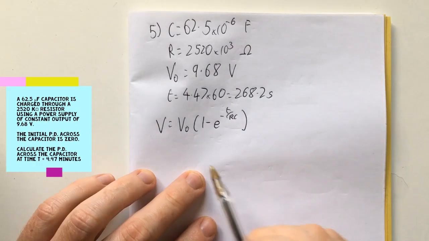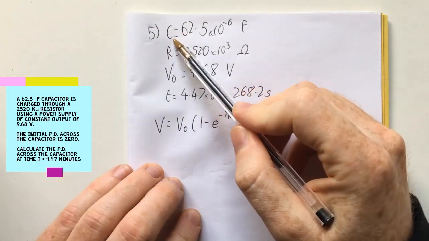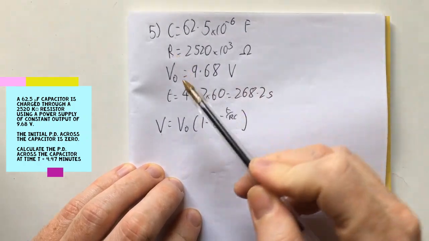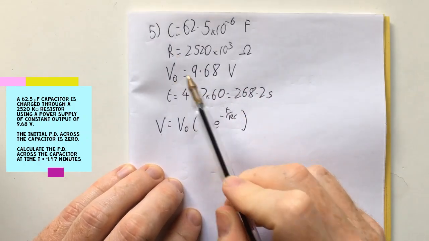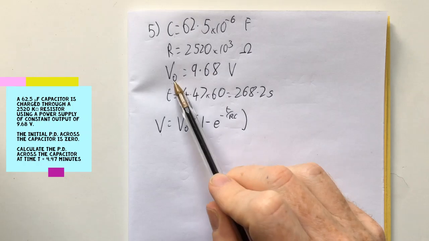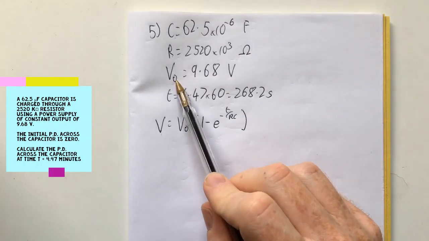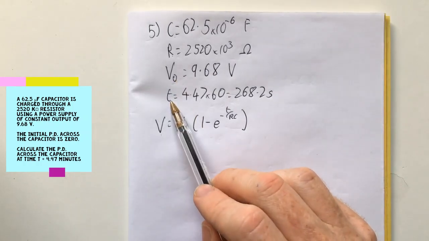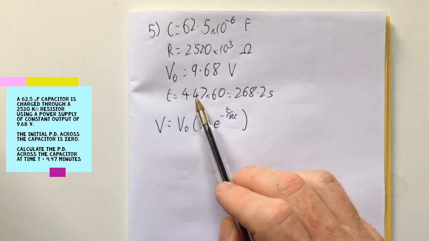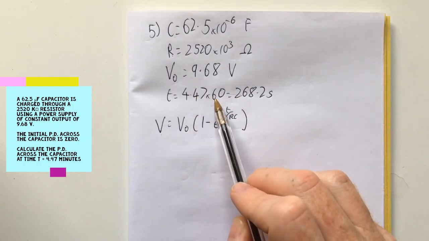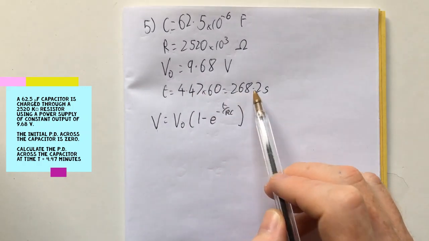In question 5, we're asked to find the voltage. Given that we know the capacitance and the resistance in the circuit, we know V0, the power supply, has got a voltage of 9.68 volts. So that'll be the maximum voltage on the capacitor when it gets fully charged. And we're looking for the voltage after a time of 4.47 minutes. So that would be times 60, 268.2 seconds.